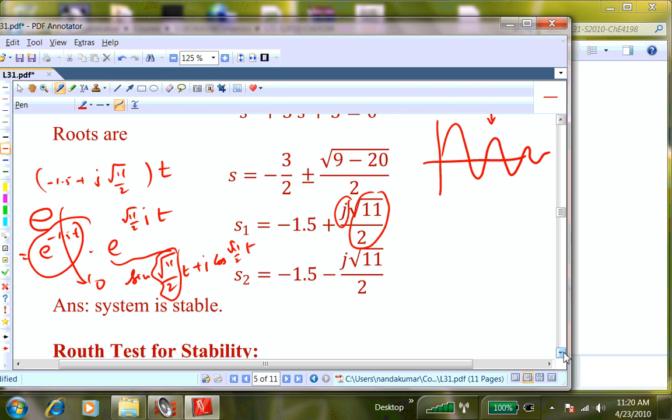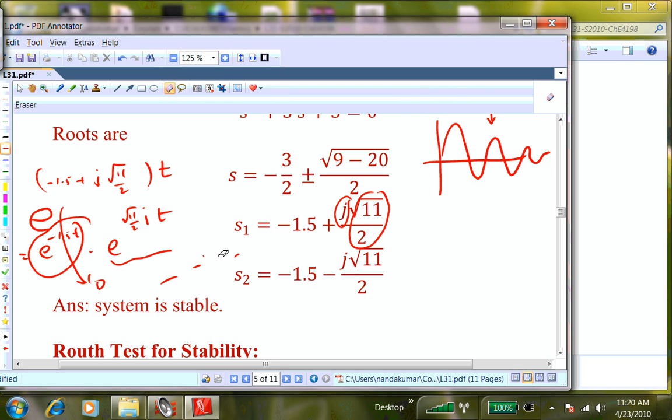My memory is poorer than yours, I'm older than you, right? I think it is sine plus, cos plus i sine, maybe. Cos plus i sine, you're right, yeah. Change that.